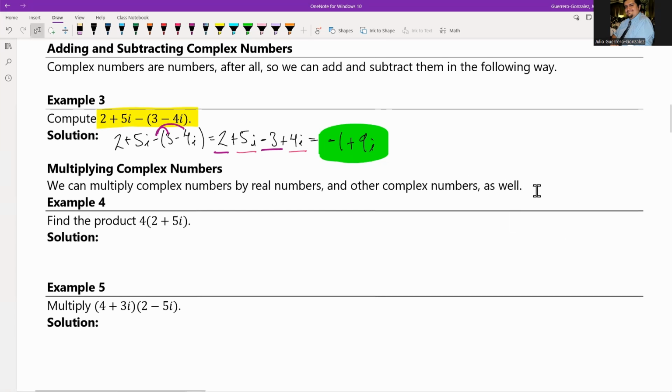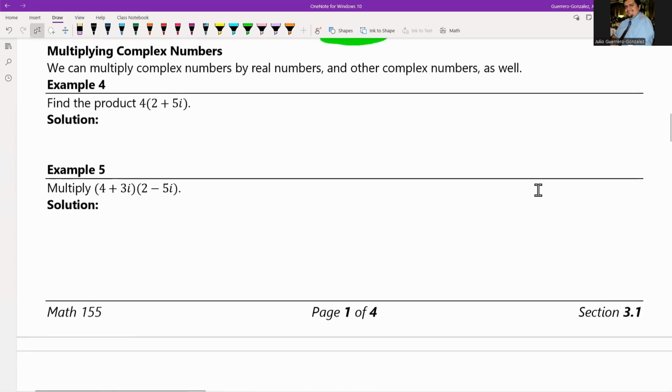Simple enough. Okay, multiplying complex numbers. The first one is simple. It's exactly what you think it is. We're going to grab that 4 and just distribute it in like this, and whatever comes out, comes out. So 4 times 2, that's 8, plus 4 times 5, that's 20i. Done. We are done. Bam.